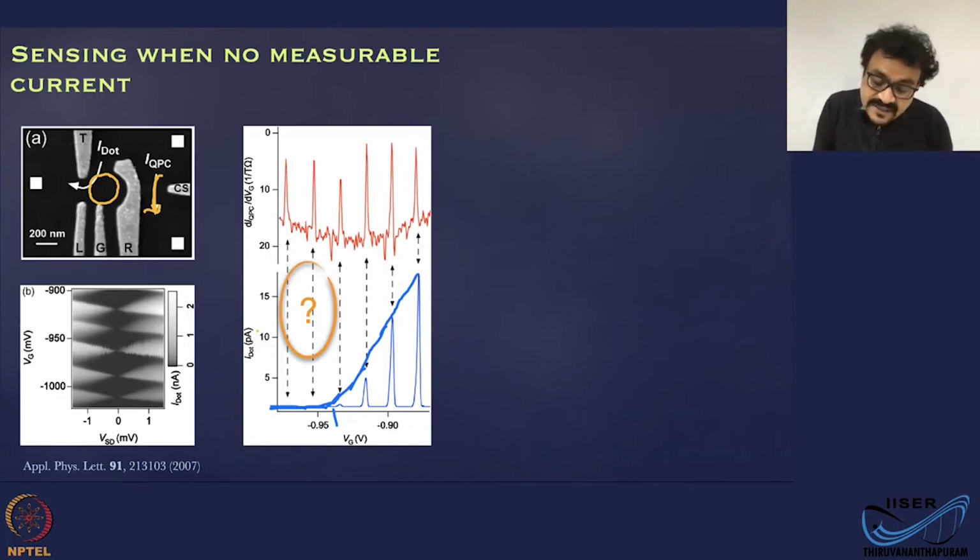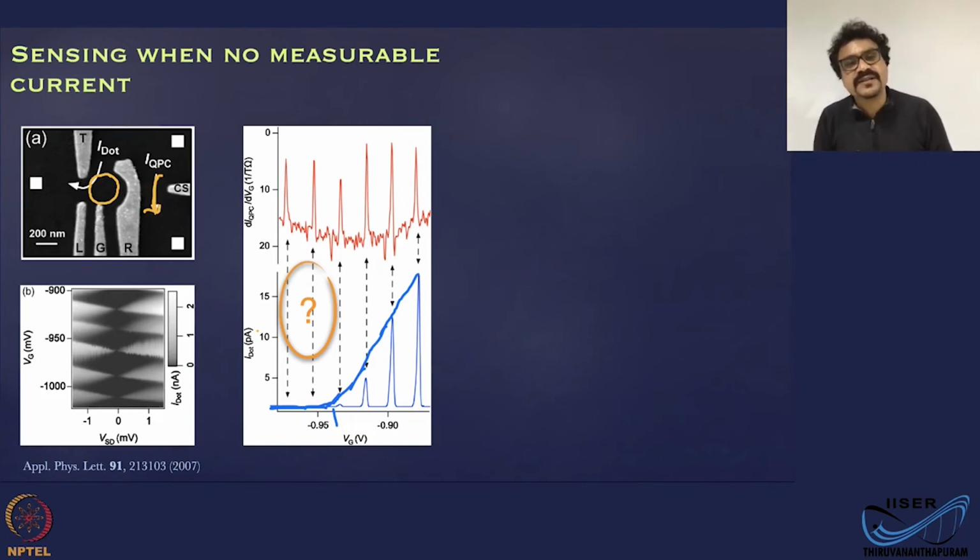But the sensor signal, the signal from the quantum point contact, is telling you there are still a lot of electrons going through the quantum dot. That means the quantum dot is not empty. And each of these peaks matches exactly with the peak position here, but beyond which you cannot sense the electron motion by sensing the current, but you can still sense the charge motion through the quantum dot from the conductance changes in the quantum point contact channel.